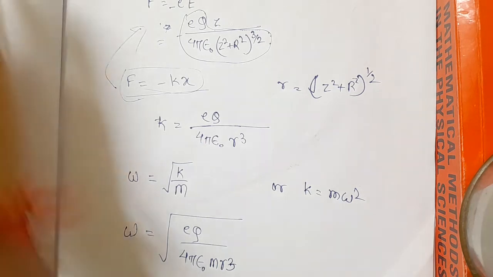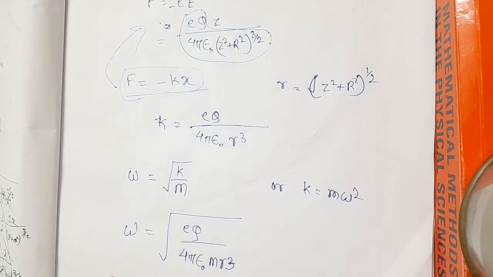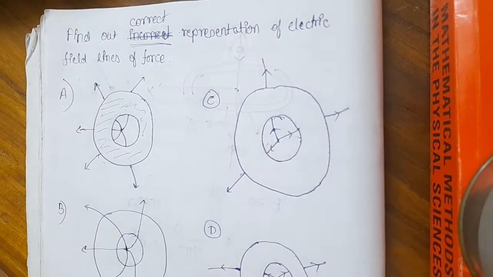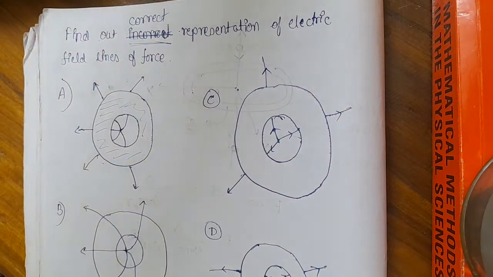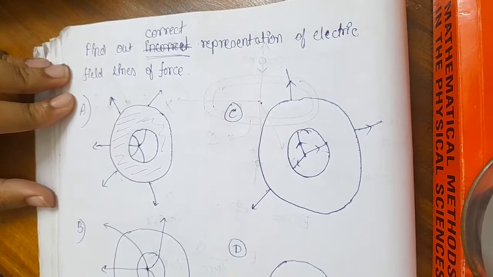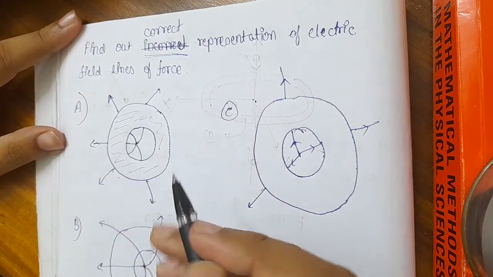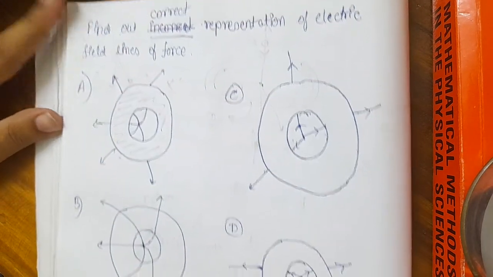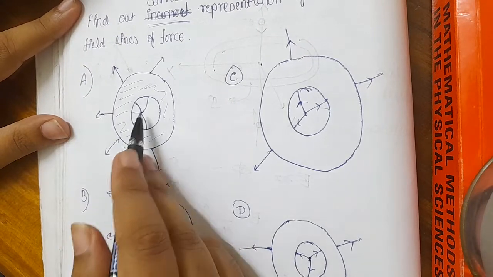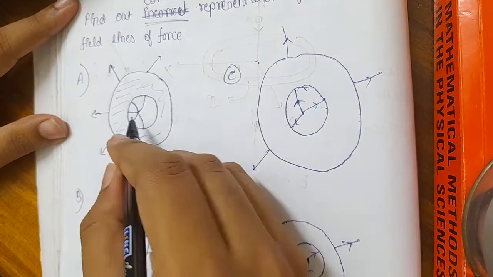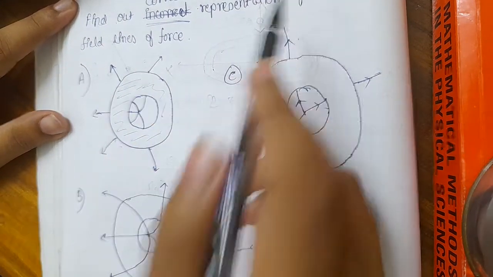So we have solved both of these problems. Let's proceed further. This is the last problem of today's class. So we have to find out the correct representation of electric field lines of force. As you can see here, I have not explicitly mentioned the charge. In boards you can get a question about whether it is a positive or negative charge. That's definitely a positive charge, and you have to find out the correct representation.